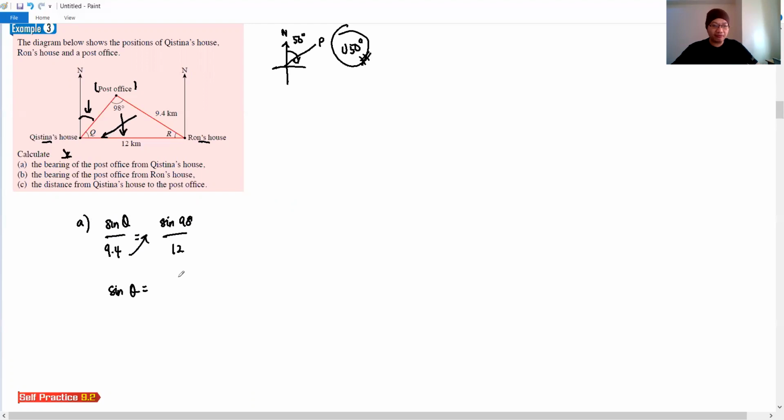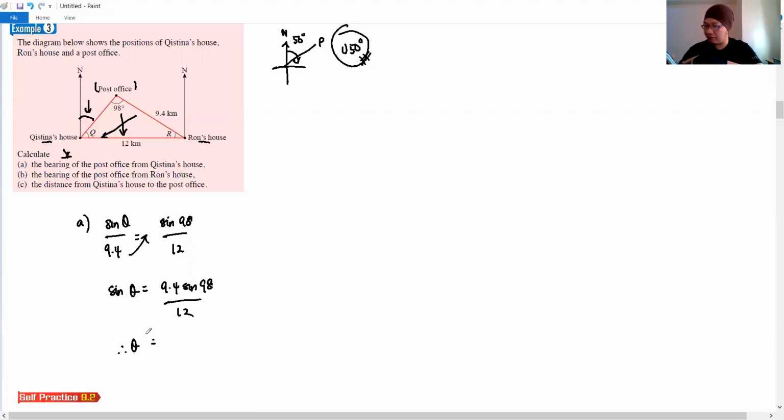Bring your 9.4 over here, it becomes 9.4 sin 98 over 12, and therefore your Q is what? Okay, just press the calculator. So 9.4 sin 98 divided by 12. Then this is the answer that we are supposed to obtain. Sin theta equals 0.7 and so on. But we are not talking about sin theta. We are talking about theta.